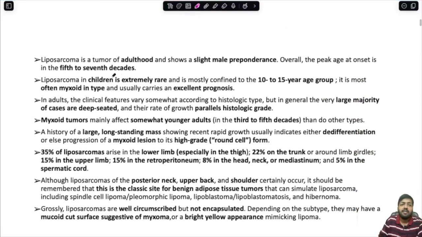So liposarcoma is a tumor of adulthood and shows a slight male preponderance. Overall, the peak age at onset is the 5th to 7th decade of life.